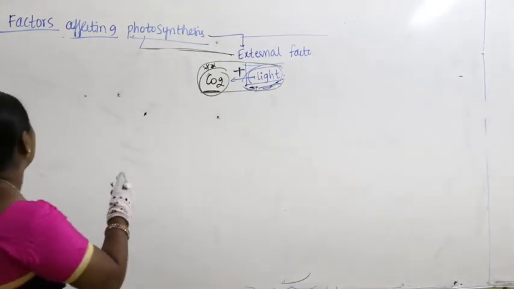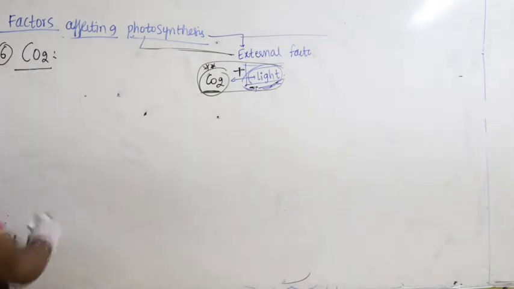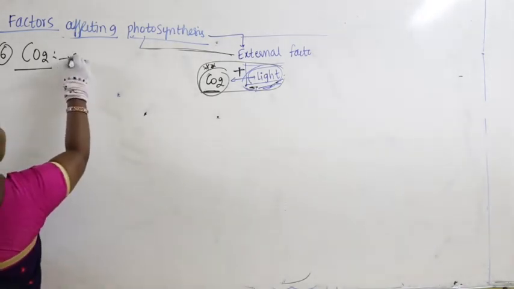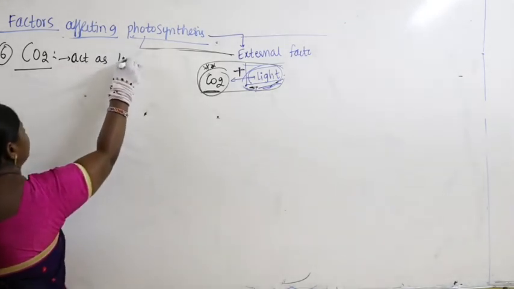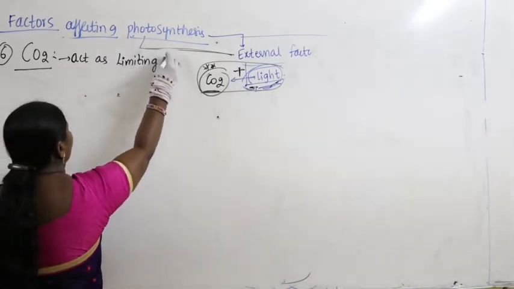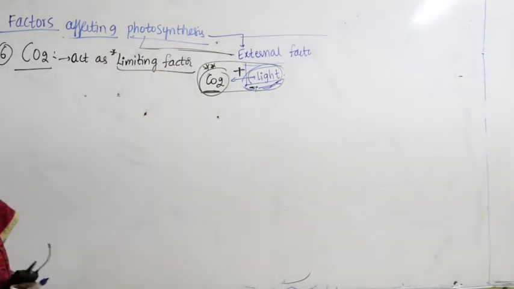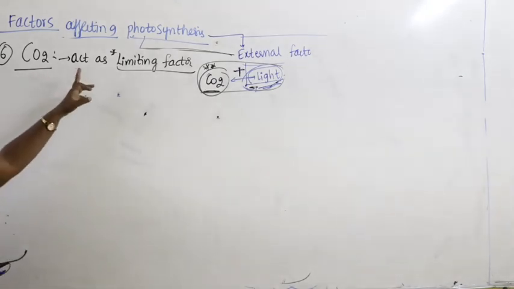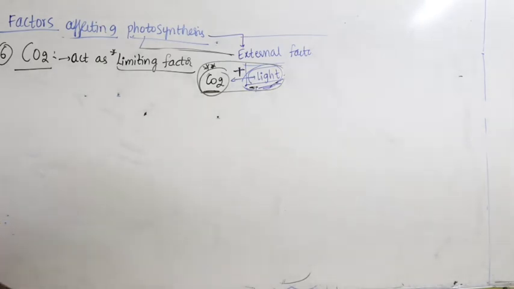Right. So what is the next important factor we have? Carbon dioxide. Now carbon dioxide most commonly acts as a limiting factor. Now what is meant by limiting factor? We will study this once again. After you study both external factors and internal factors, we will come back to this point, right.